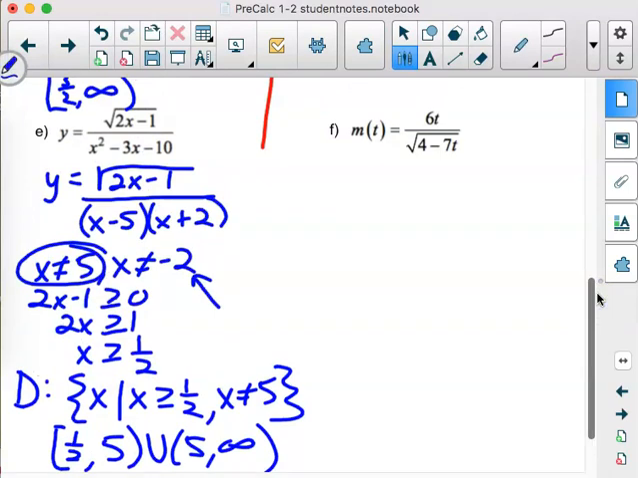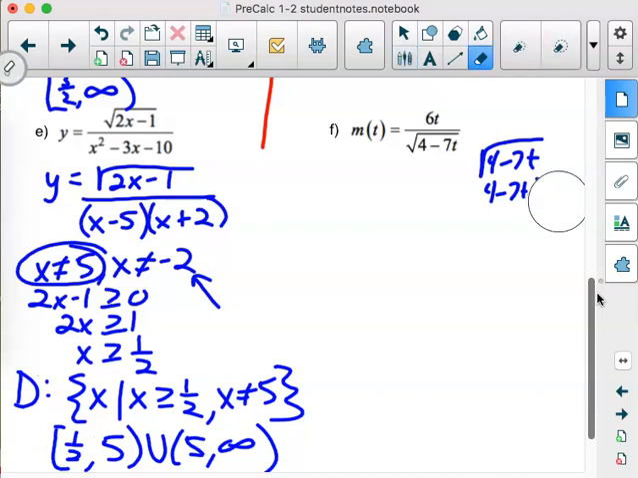That can be anything it wants to be. But my square root of 4 minus 7t, that's going to need a little of my attention. So 4 minus 7t has to be greater than or equal to 0. Oh, wait. No, it can't be equal to 0. It's in the denominator. So here's another one where we actually have both situations at one time. It's just that it seems kind of hidden because the square root is the denominator.